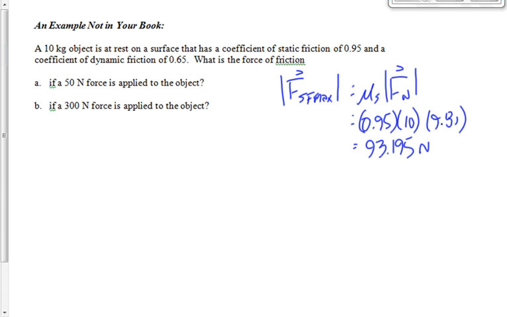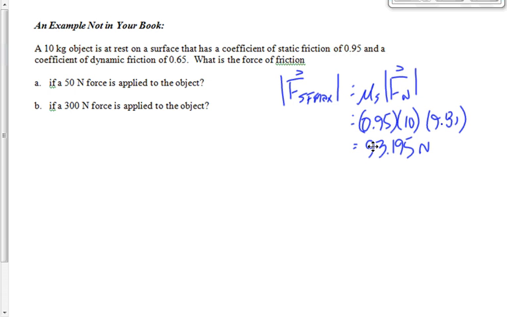Now, let's go back to question A. Does it move in question A? The max force of static friction is 93. I push with 50. Does it move? Zach? No, it doesn't move. I'm not pushing hard enough. Look, it's a lazy force, this static friction. It only pushes as hard as it needs to push, but it doesn't need to push very hard here because I'm not pushing very hard. I'm pushing with 50. It says, hey, I can do that. I can push with 50. I can push with 93. It's easy for me to push with 50. Static friction is what keeps this thing from beginning to move.